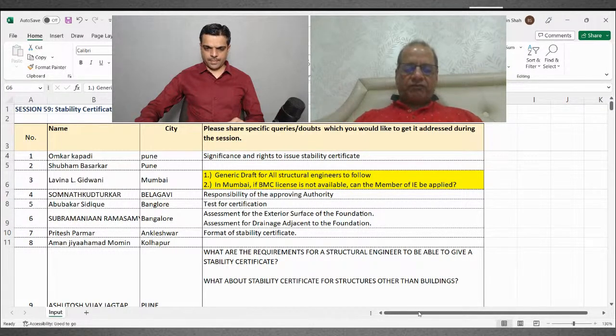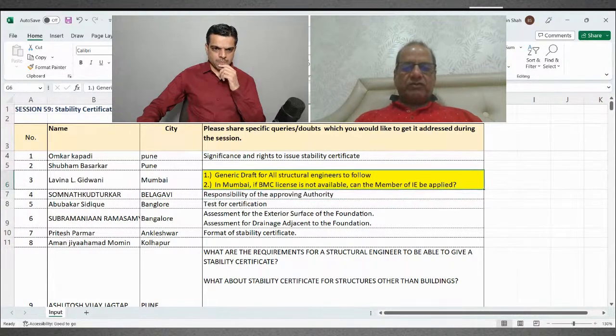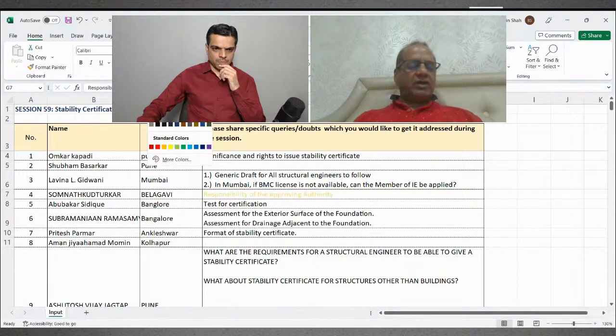Then more drafts we'll see, and I'd like to share with you what precautions, what words, what sentences, phrases should be included and what should not be.